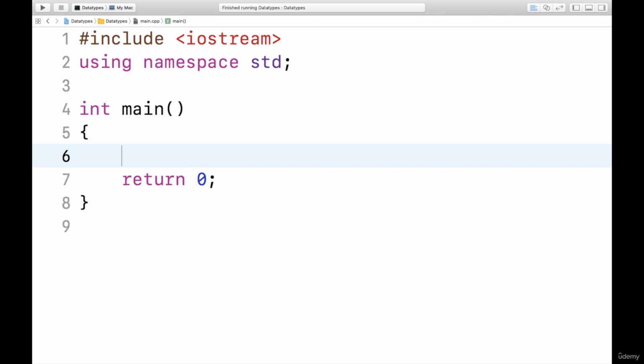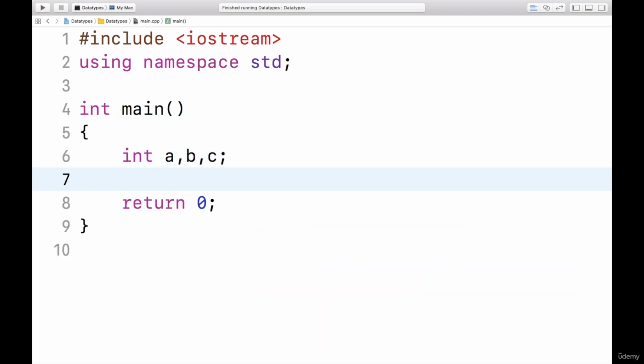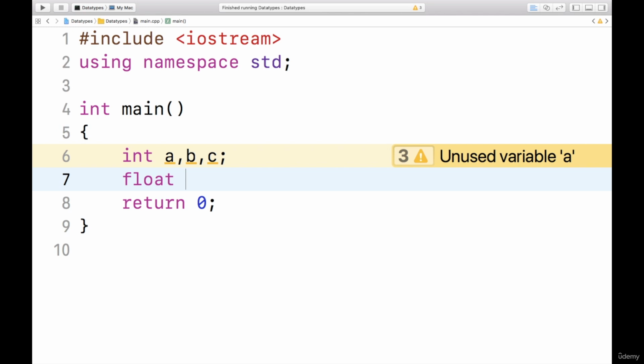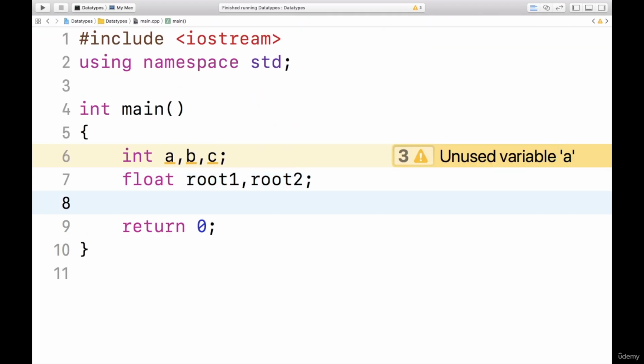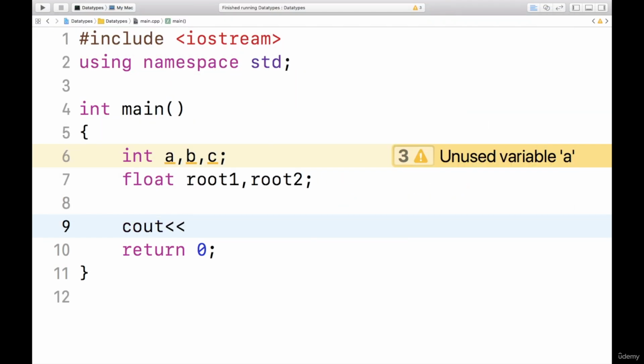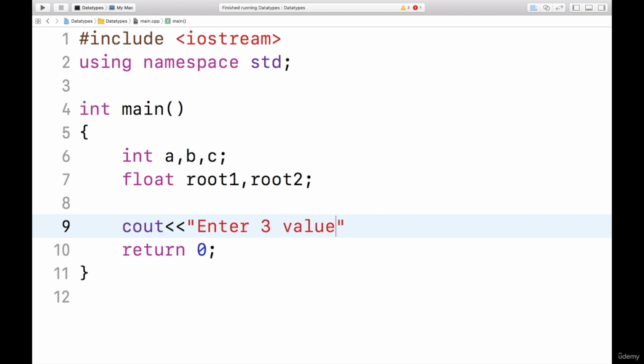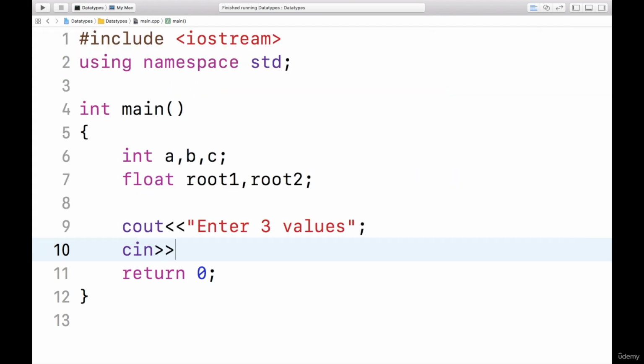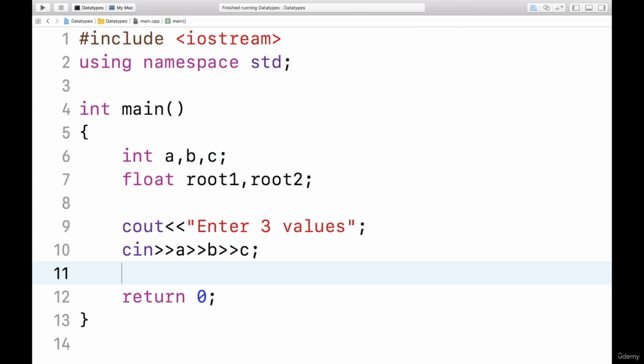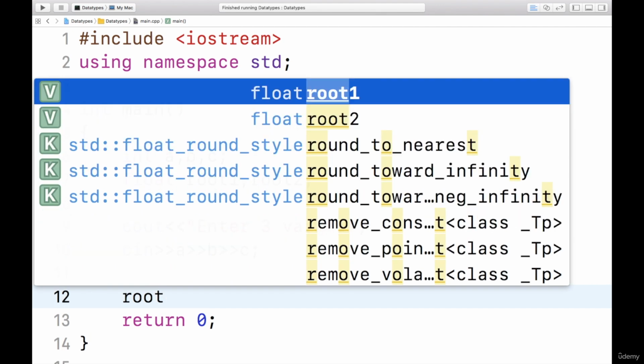Let us write a program for finding the roots of a quadratic equation. So I will take coefficients, that is a, b and c. I am taking these as integer and float type of roots, that is root1 and root2. Now let us take input: enter 3 values, that is coefficients. Then cin, read a, b and c.